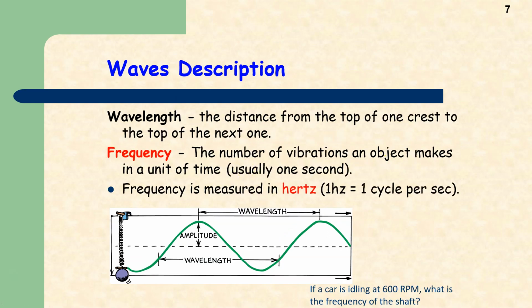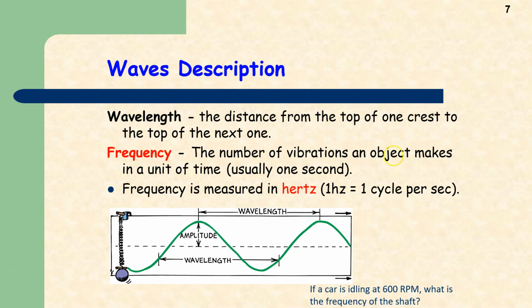So the wavelength, again, is just the distance from the top of one crest to the top of another one. And it doesn't have to be top to top. It could be trough to trough. It could be where it crosses this midpoint right here to where it crosses it again going the same direction. Frequency, however, is the number of vibrations an object makes in a unit of time, usually 1 second. So frequency is measured in hertz, which is cycles per second.